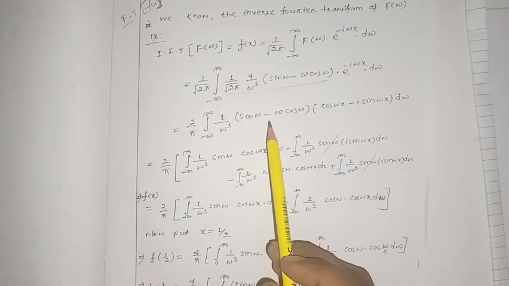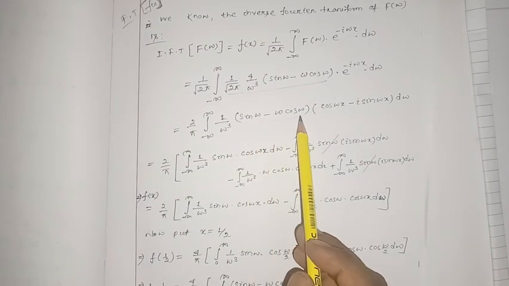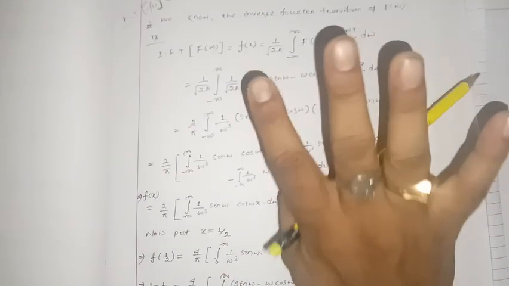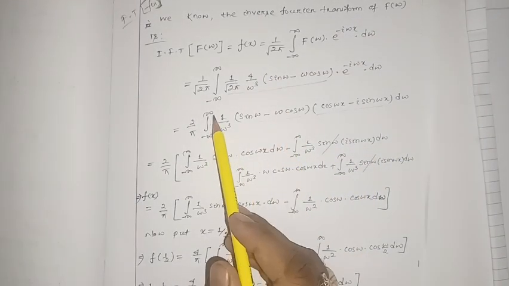Now I am going to multiply this term and this term. We can get 4 terms. Okay, what are the 4 terms? Minus infinity to plus infinity.